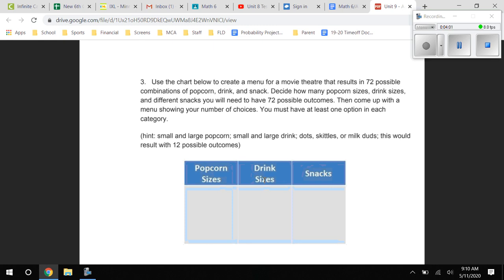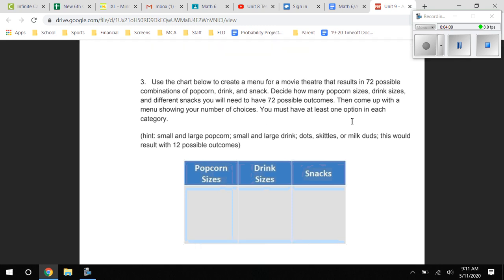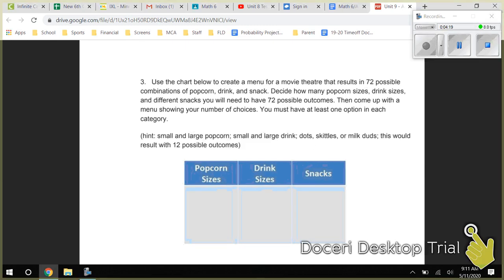This will result with 12, because it would be 2 times 2 is 4, because there's 2 popcorns, 2 drinks, that's 4, times 3 is 12. So we need something times something times something equals 72. All right, so let's just go ahead and try something out here. If we do 3 popcorns and, let's say 4 drinks, that would be 12. All right, so 12 times 6 is 72. So we have 3 different, so that'll work. 3 times 4 times 6 is 72. So now we just got to come up with a different size.